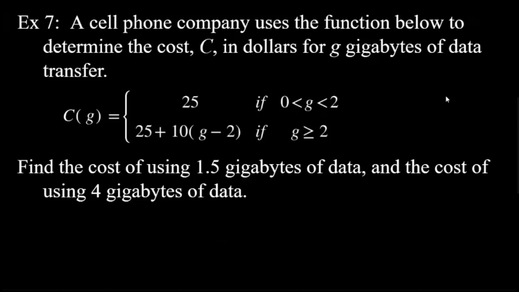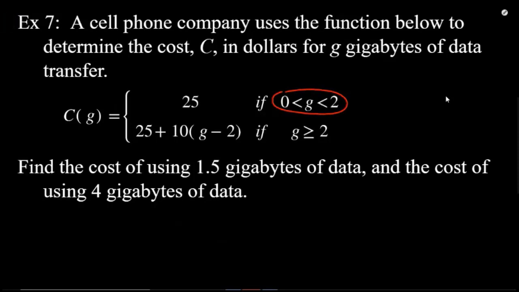Well, notice here are the 2 domains. The question is, are we using between 0 and 2 gigabytes of data, or are we using more than 2 gigabytes of data? Does that make sense from those domains if that's what they're saying? So for this person, they're paying $25 a month as long as they use less than 2 gigabytes of data. If they use more than 2 gigabytes of data, then they have to be bumped up into this different equation.